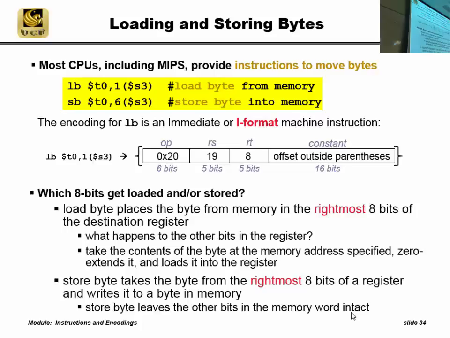Here's how you represent it as bits. Look up in the table. LB has an opcode sequence, 6 bits. The question is a very good one. Which 8 bits get transferred, and transferred from where to where? So the load byte places the byte in memory as the rightmost 8 bits of the destination register. What does it do with the other 24 bits? Sign extends.